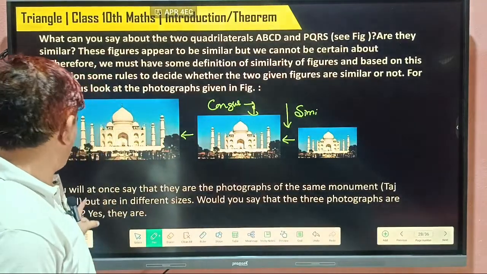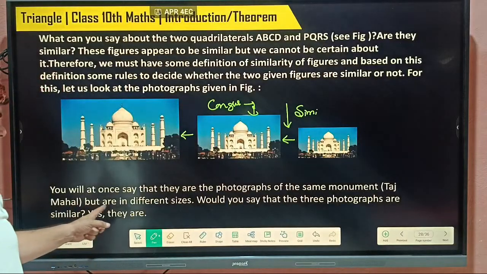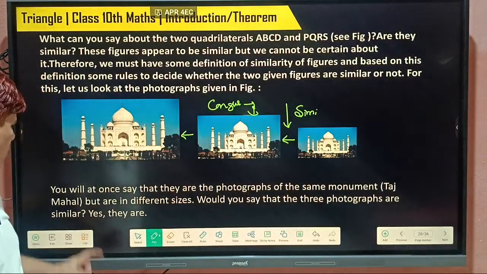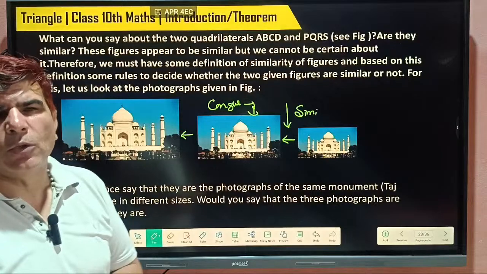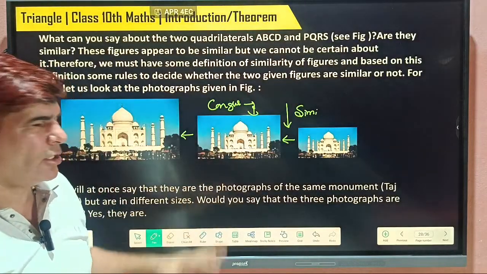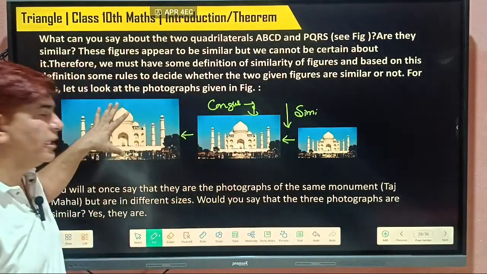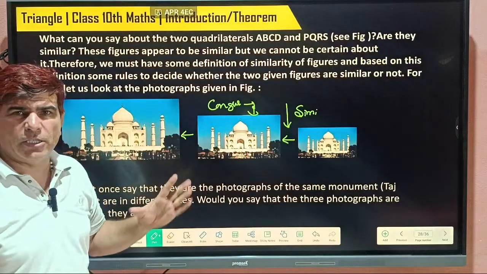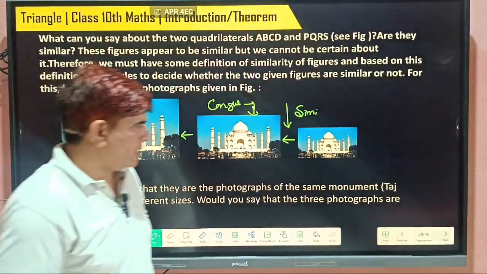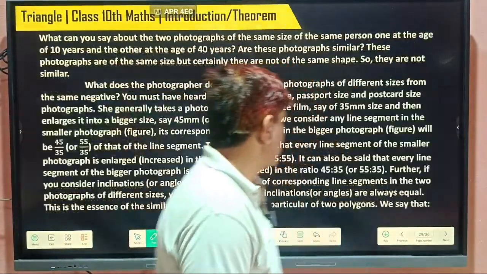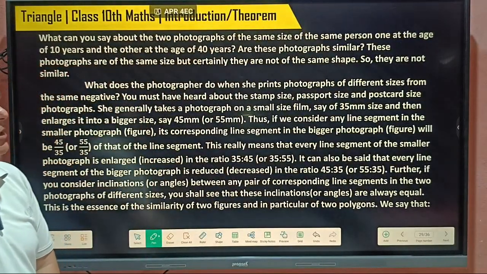Same ratio also. So you will at once say that these are photographs of the same monument, the Taj Mahal, but in different sizes. Would you say that these photographs are similar? Yes, they are. Why? Because same shape, same Taj Mahal. Enlarge this photo, then this becomes. Both two dimensions, length and breadth, are increasing in the same ratio. Understood? So that's why we can say these are similar. So what can you say about two photographs of the same size of the same person?